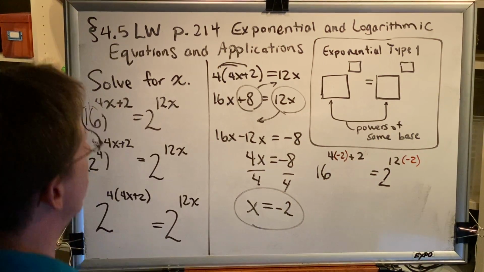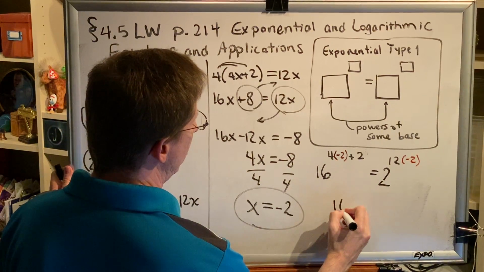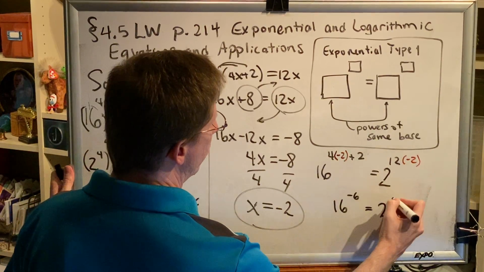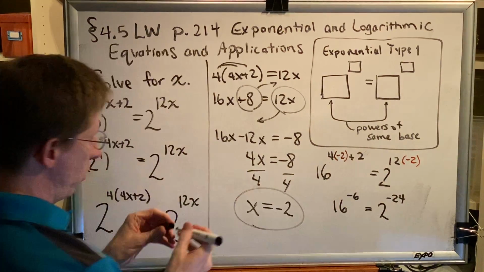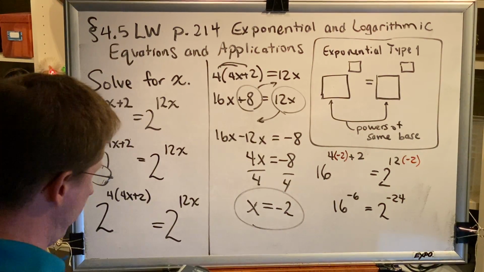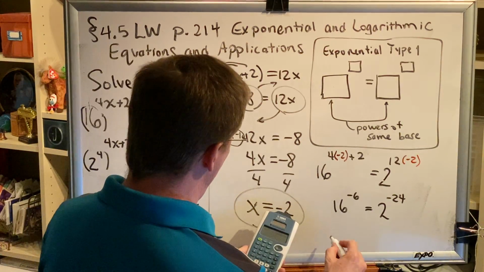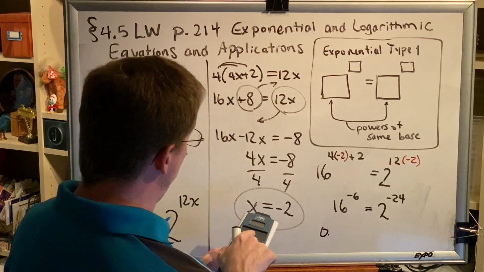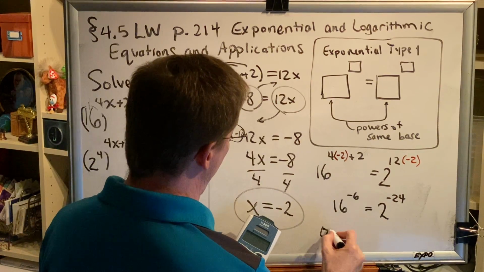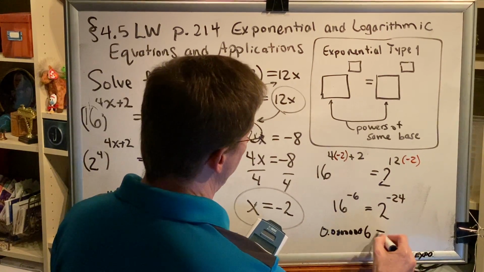All right, and we can simplify here. This is negative 8 plus 2, which is negative 6. So we get 16 raised to the negative 6 equals, and this is 2 raised to the negative 24. So this is where you pick up your calculator and you enter both of those values. All right, 16 raised to the negative 6 is a very small number. 0 point, there are a bunch of zeros here. 1, 2, 3, 4, 5, 6, 7 zeros and a 6.